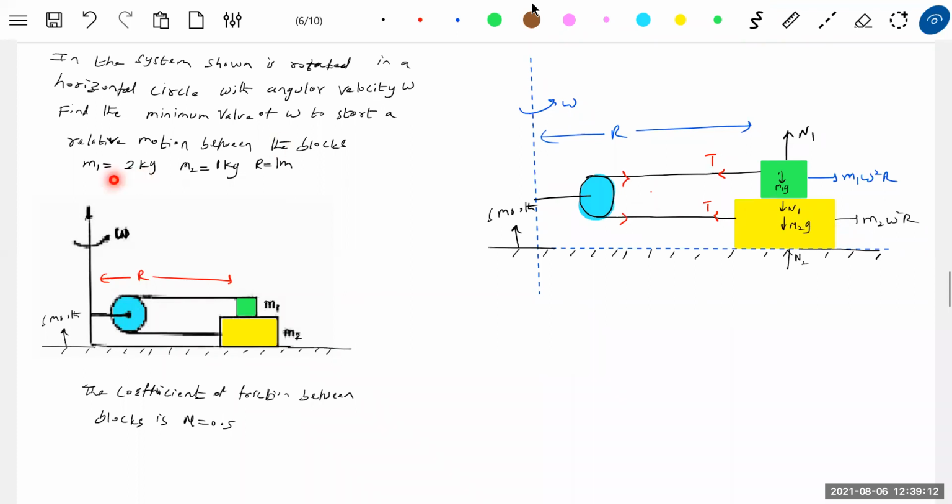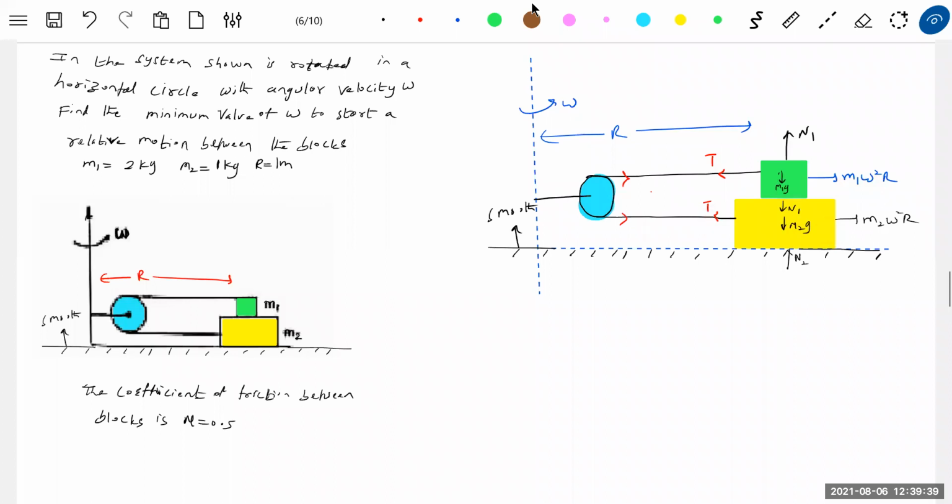M1 is 2 kg, M2 is 1 kg. On both the blocks, the pseudo force is acting. Will it be the same? No, this force will be greater. M1 is greater than M2, because omega square is the same and r is the same. So M1 omega square r is greater than M2 omega square r. I think this is going to help us get the direction of friction, because the same tension is acting.